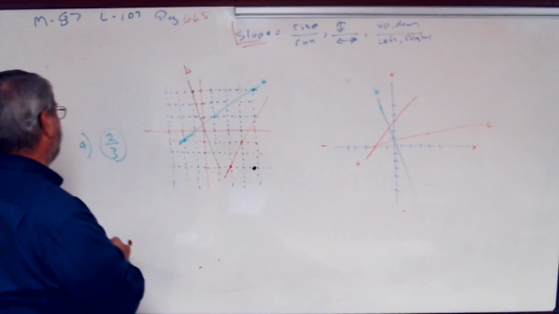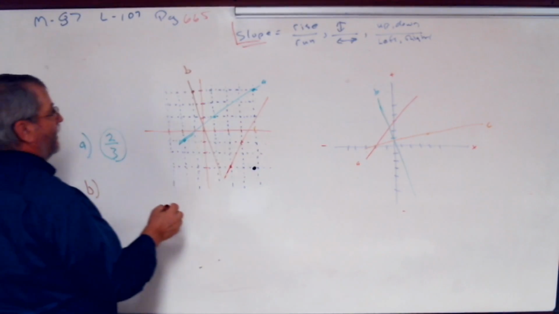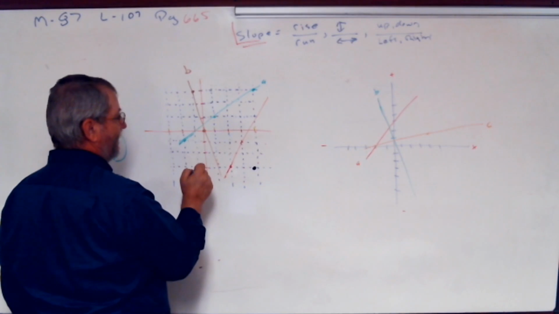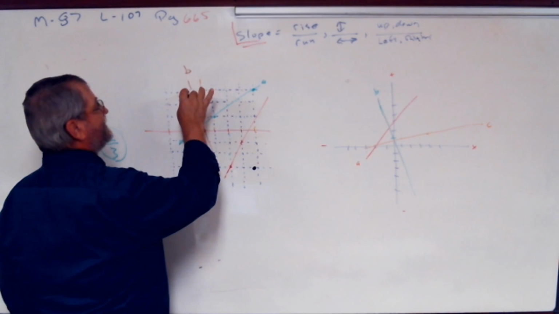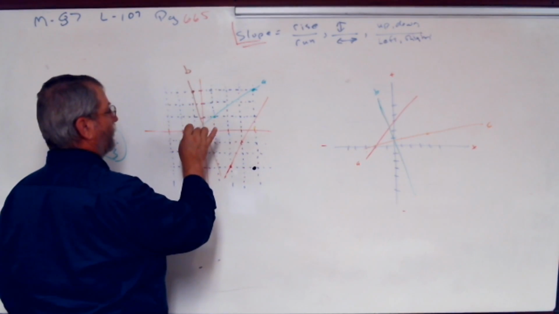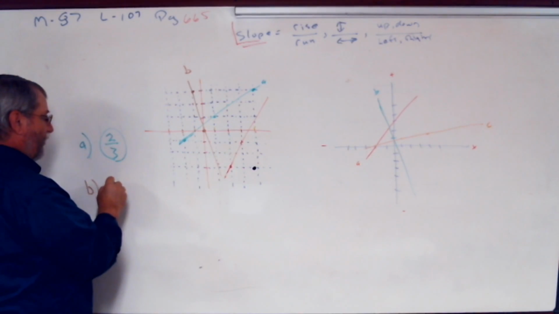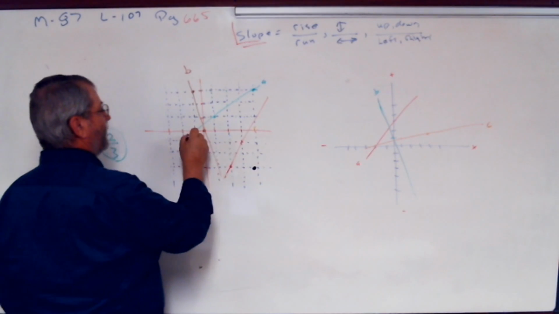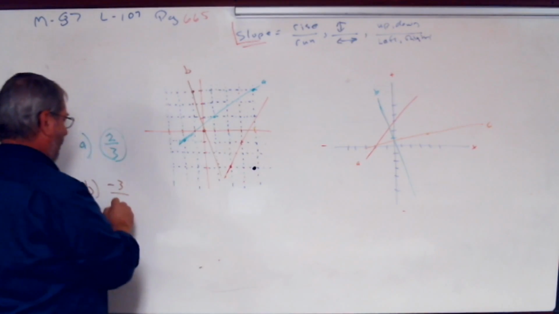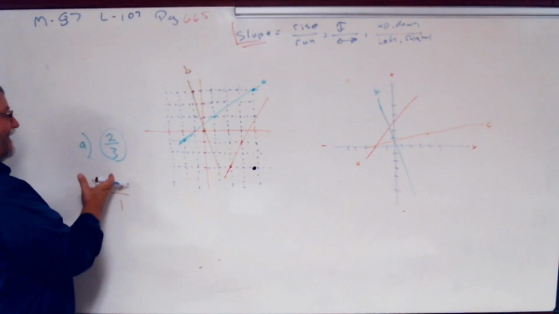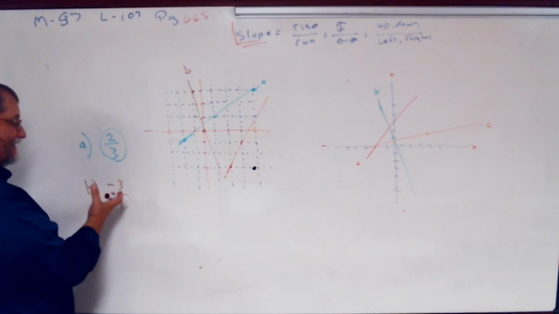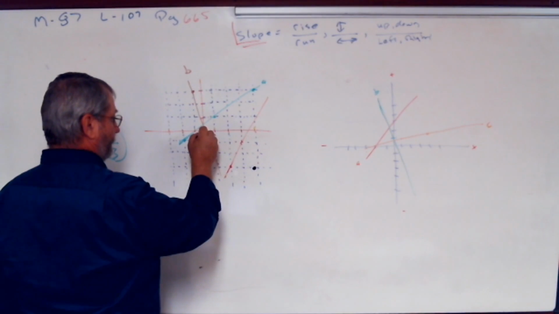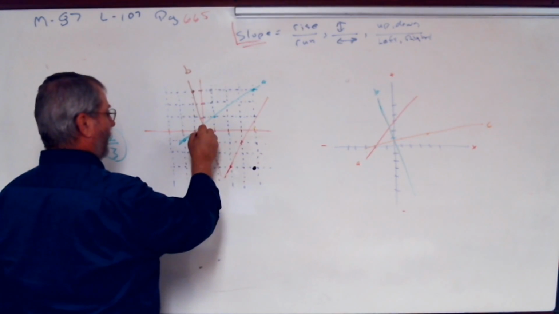Let's look at line B. Right here. We're going to start right here. The next time it crosses everything is right here. So we're going to go down 1, 2, 3. Down 3. You understand? Negative 3. On the y-axis, we're going down 3. And from here, we're going to go 1, positive 1. That's the slope. Negative 3 over 1. We're going to go down 3 and right 1.